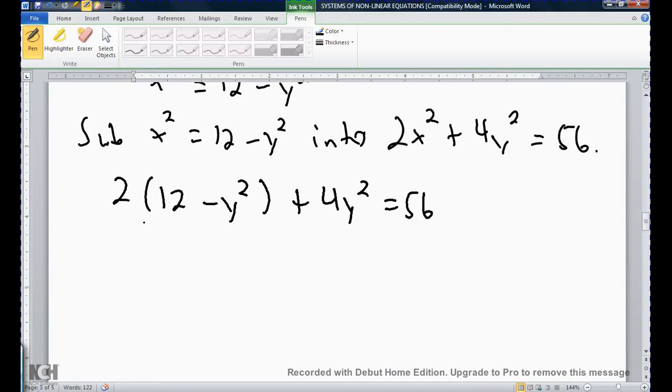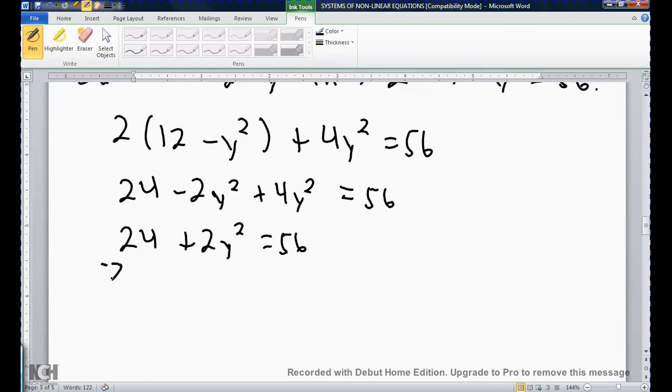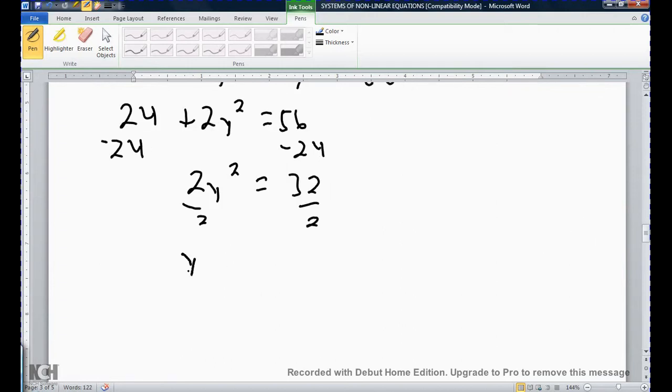So I'm going to substitute or distribute. We get 24 minus 2y squared, and then bring down the plus 4y squared equals 56. And we get 24, combined like terms, plus 2y squared equals 56. Subtract 24 from both sides because I'm trying to solve for y, which means I have to get the y squared by itself first. We get 2y squared equals 32. Divide both sides by 2. We get y squared equals 16.